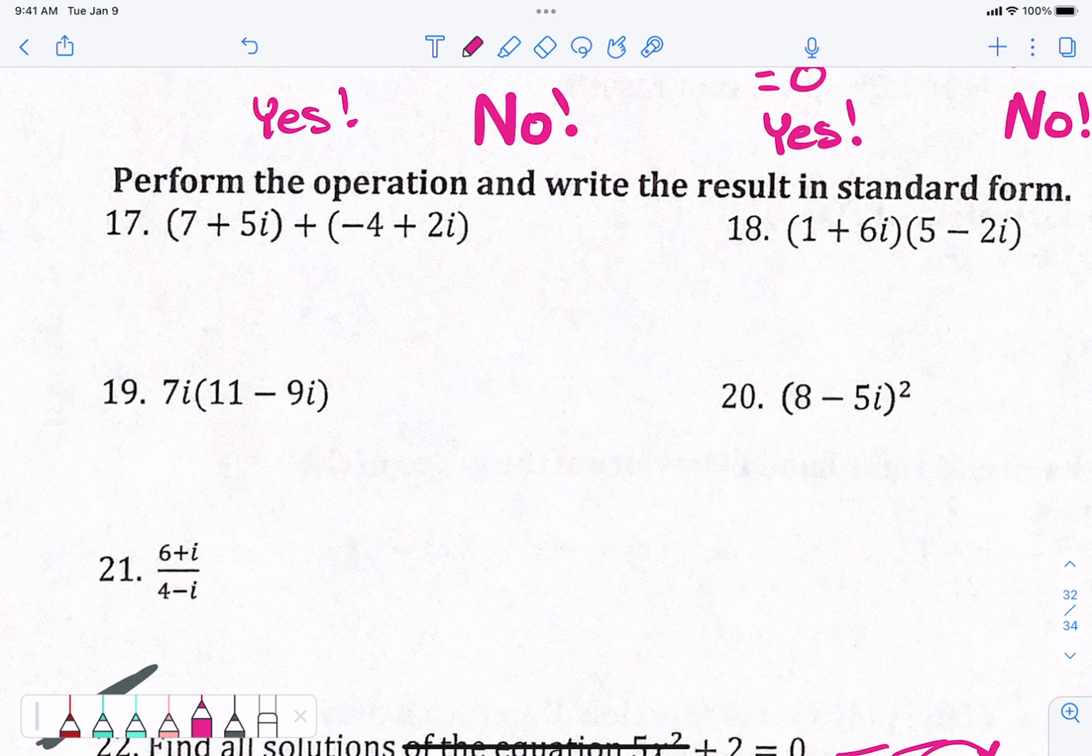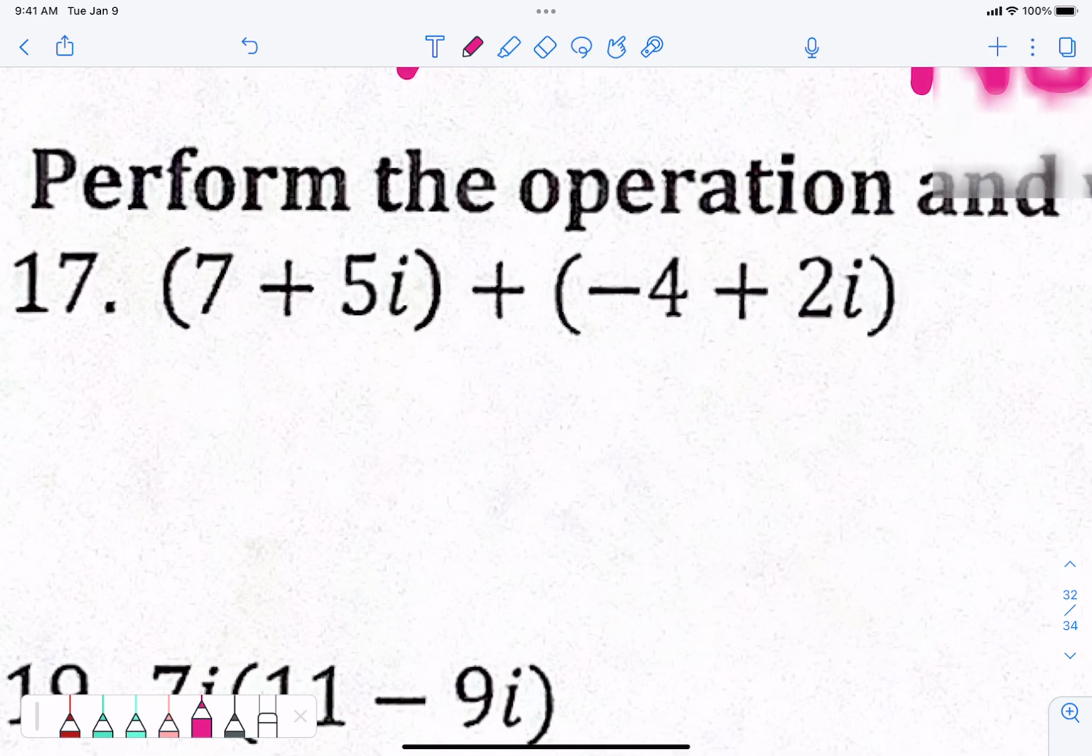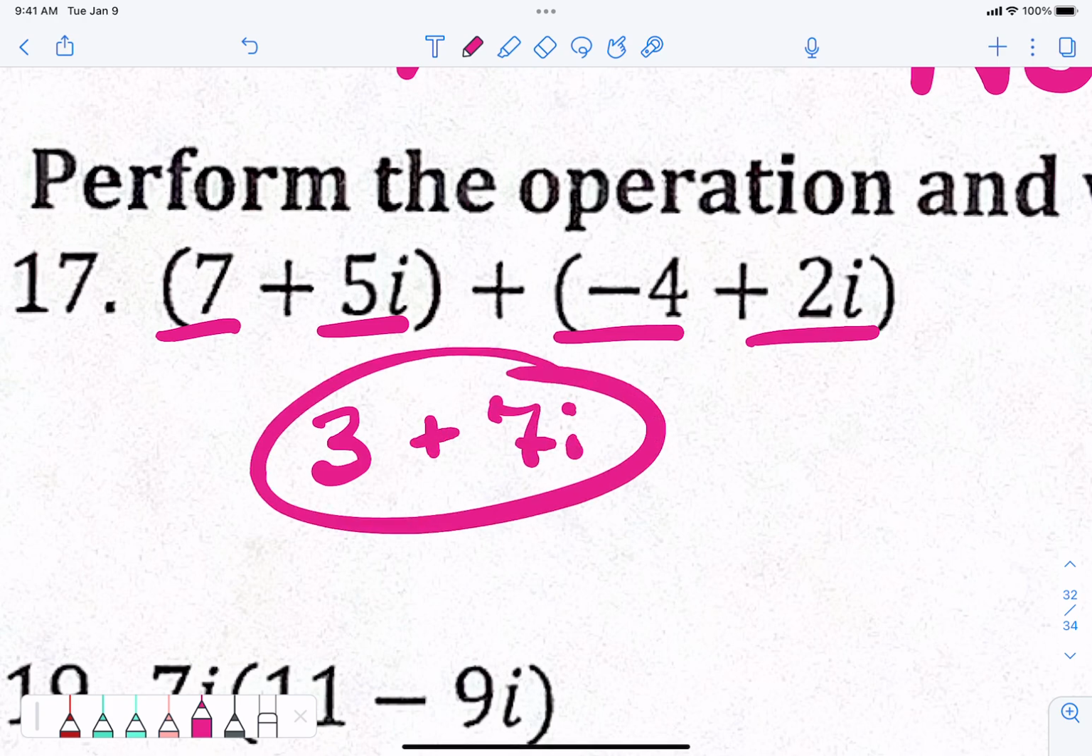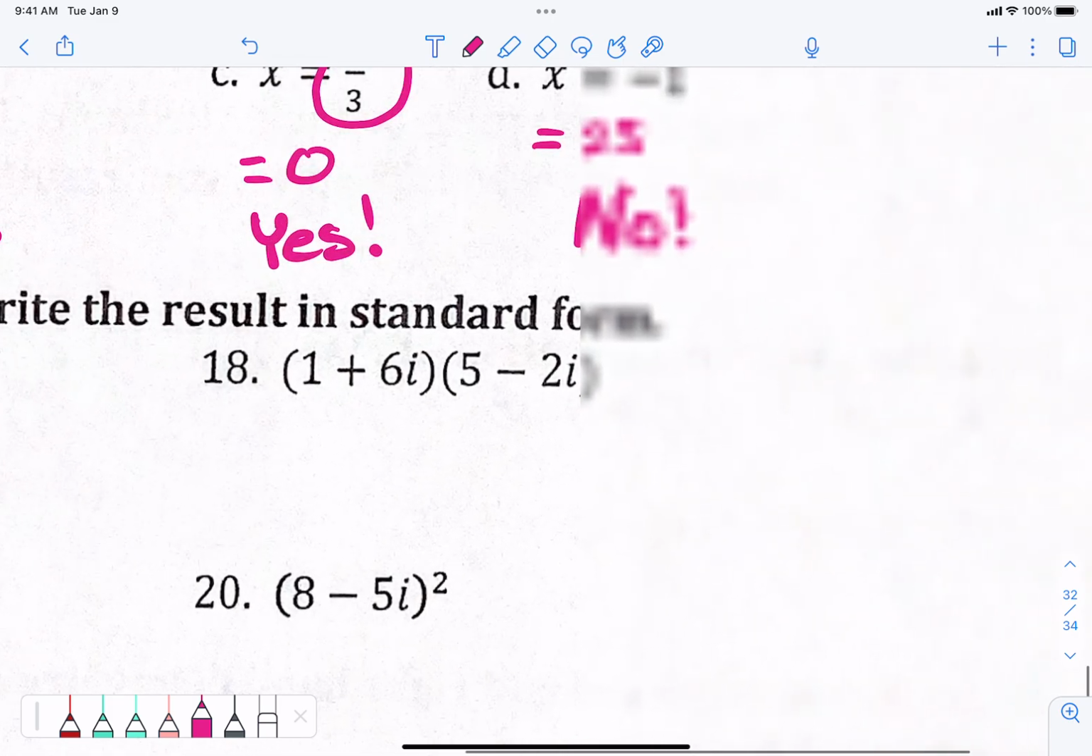17 and 18. My algebra kids were doing i's the other day, and they get confused. And here is why. 17 and 18. They foil number 17. You don't foil number 17. What's it asking you to do? Add. You're adding. So you're basically just combining like terms, right? 7 plus a negative 4. 3. 5i plus 2i. That's all. Don't multiply when you're not supposed to. 18 is where you foil, yeah?